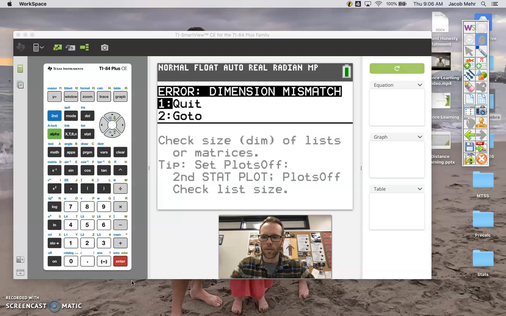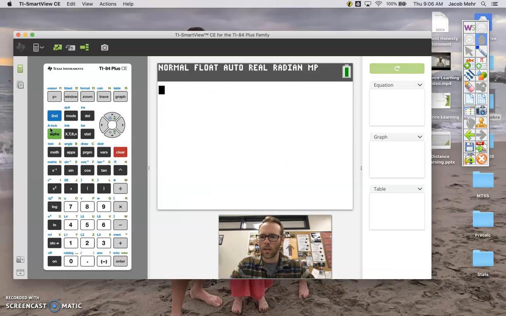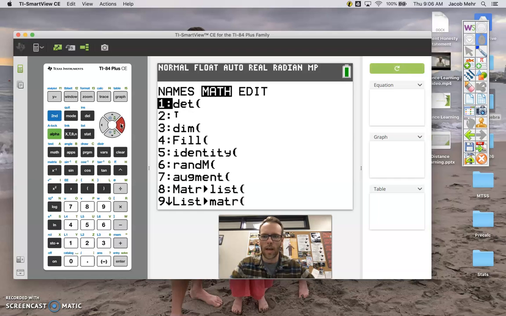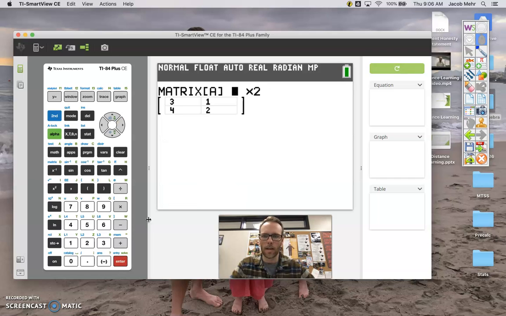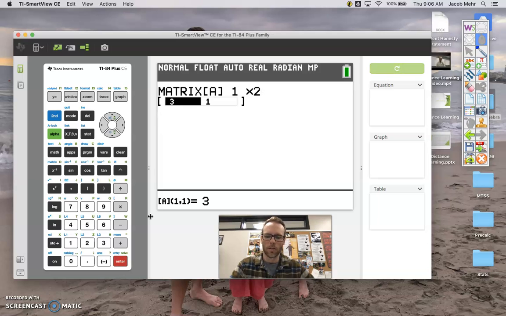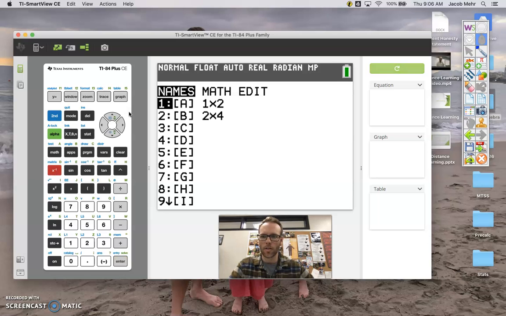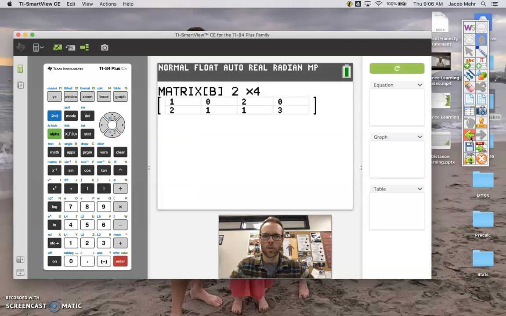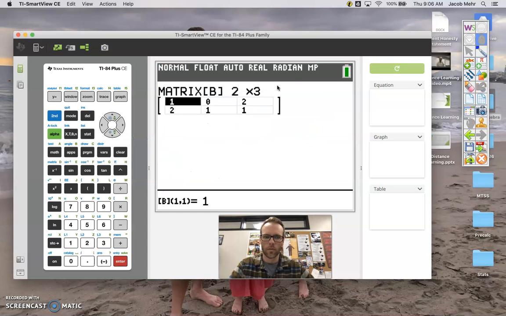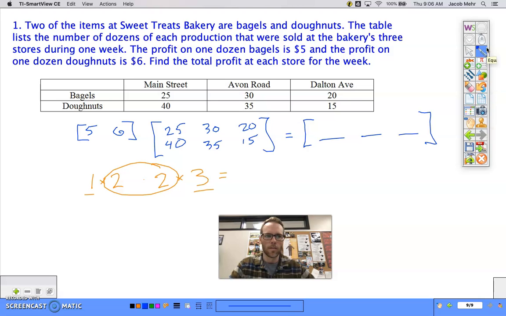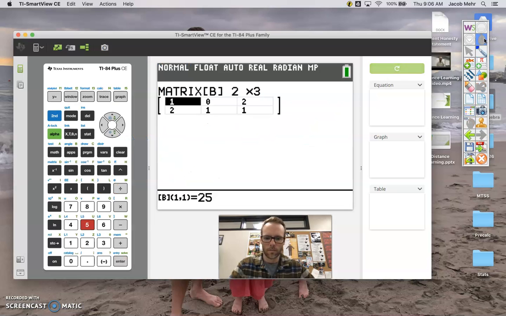I'm going to, well, first off, I got to quit out of that error message. Let's go to Matrix. Let's choose to edit Matrix A. Now let's make it a 1 by 2 with just the numbers 5 and 6. We're going to go back to matrix. We're going to choose to edit matrix B, which is now what? A 2 by 3. And our numbers are 25, 30, 20. And in the bottom row, 40, 35, 15.